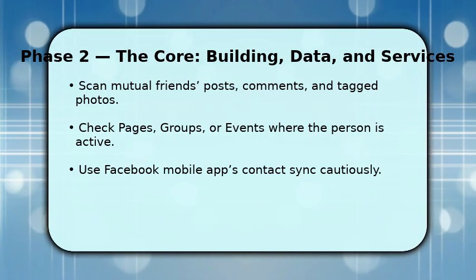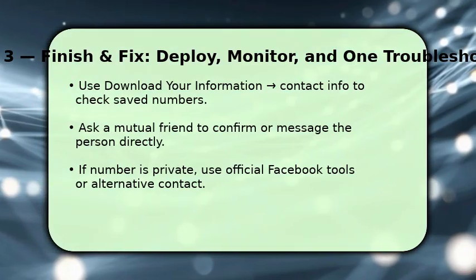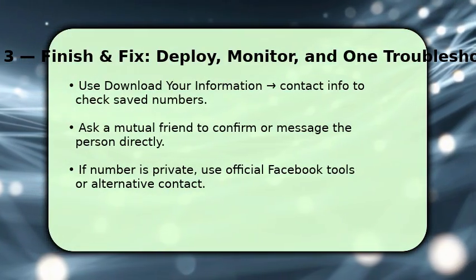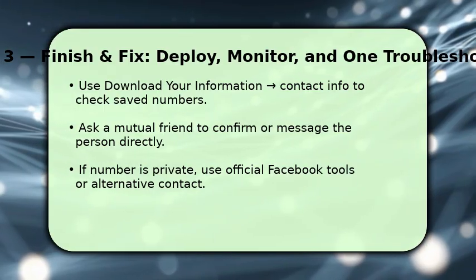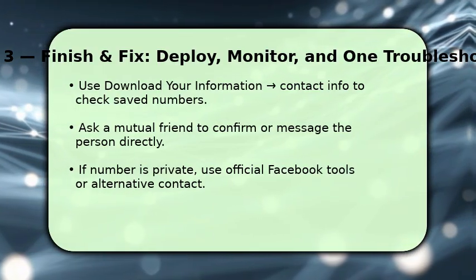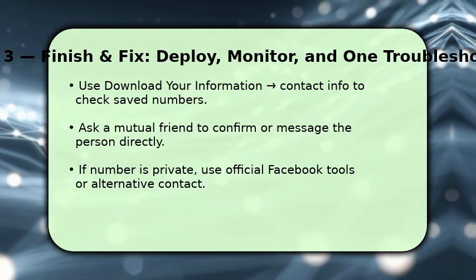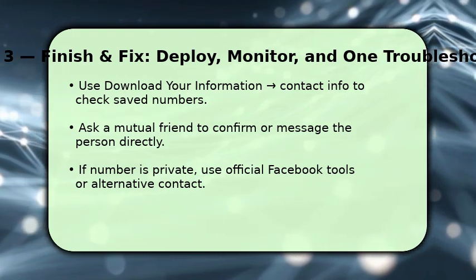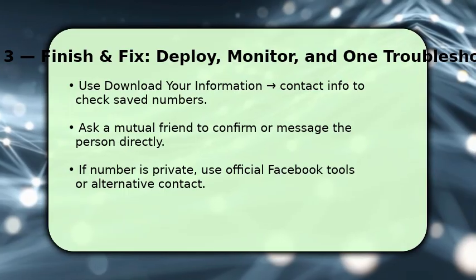To finish, download your information from Settings and filter for Contact Info. That reveals numbers you're permitted to access. If the number still isn't visible, ask a mutual friend to confirm or send the person a polite Messenger message requesting their preferred phone contact.